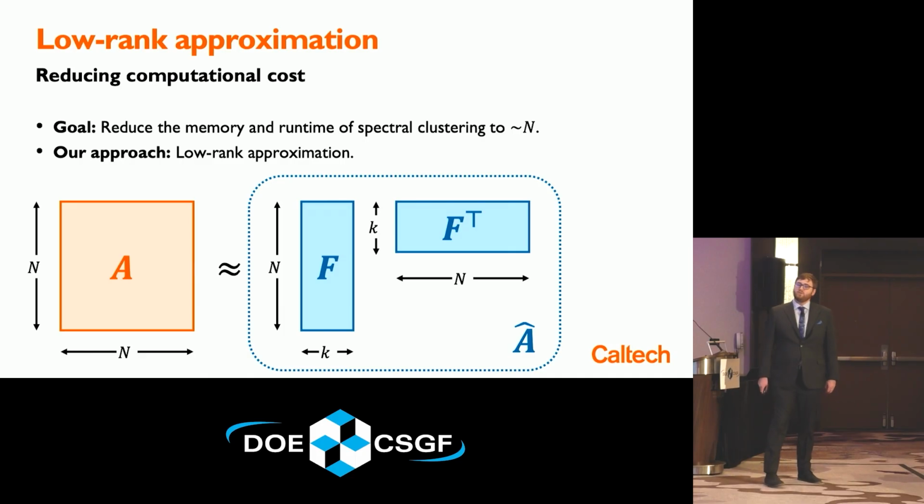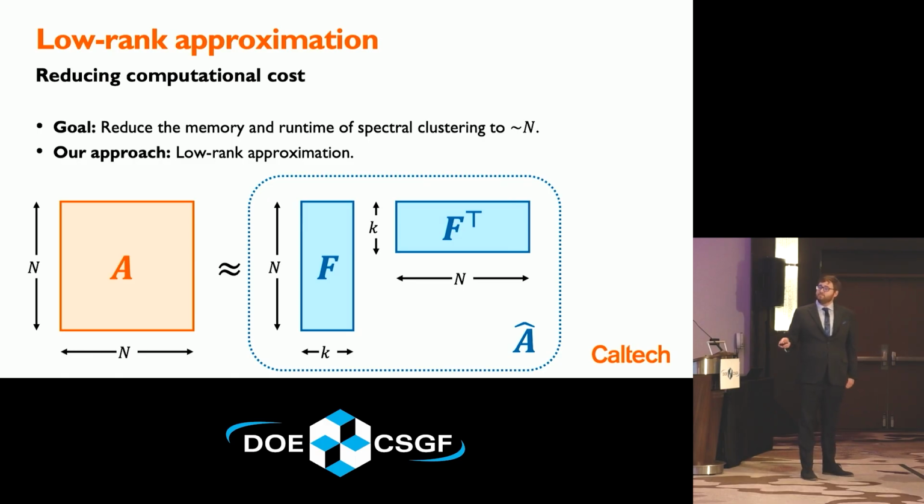All right. So a low-rank approximation is a way of compressing a large matrix into a more memory-efficient, smaller, compressed representation while preserving accuracy. So the idea is to take this big n by n matrix A and approximate it as a product of two smaller matrices, F and F transpose. And in particular, we're going to choose this smaller matrix F to have k columns, where k is much, much smaller than n, maybe 100 or 1,000.